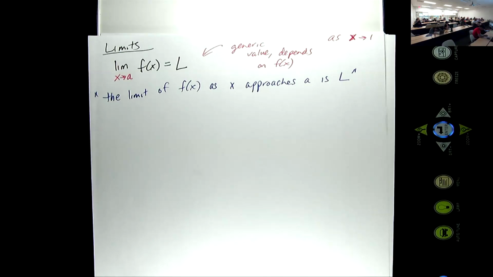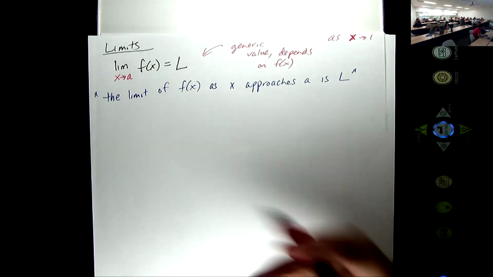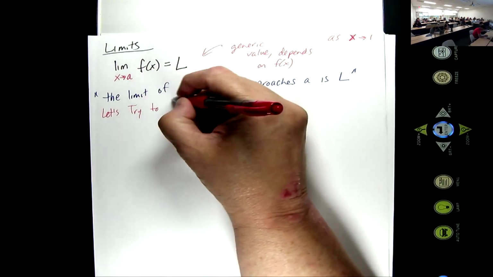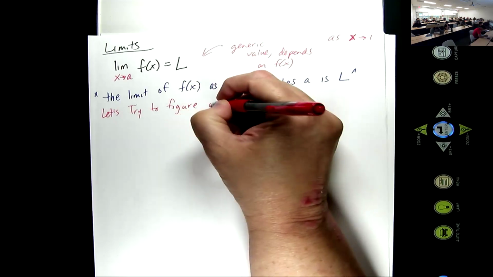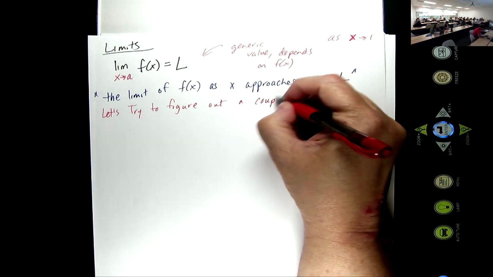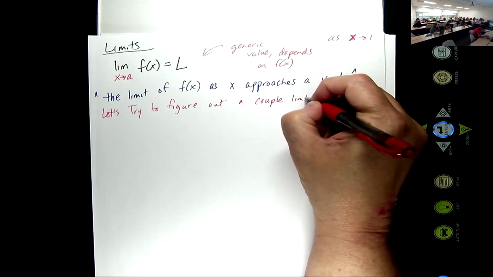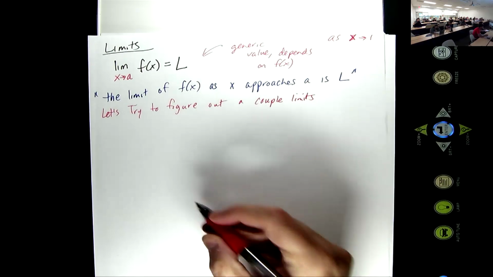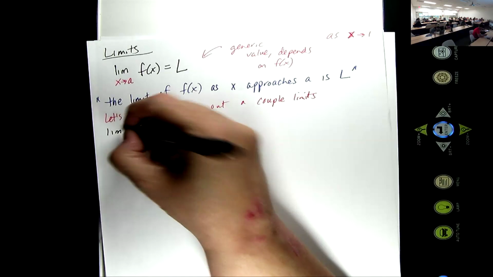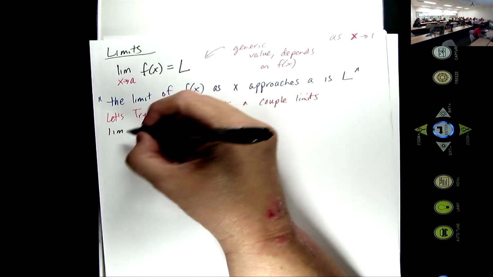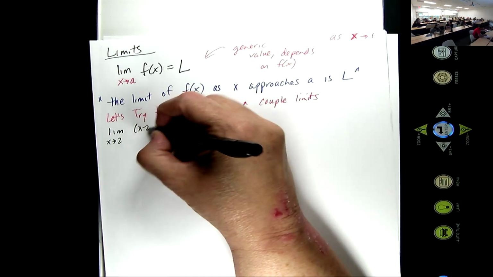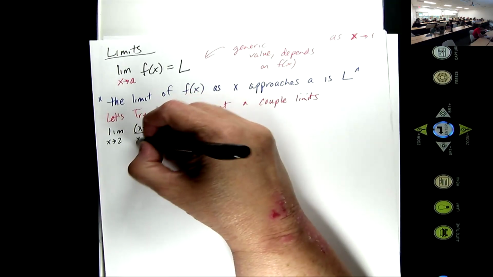So let's make some conjectures. Let's try to figure out a couple limits. Let's start off with the limit as x approaches two of x minus two over x squared minus four.